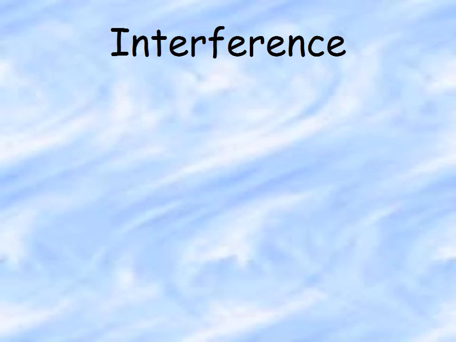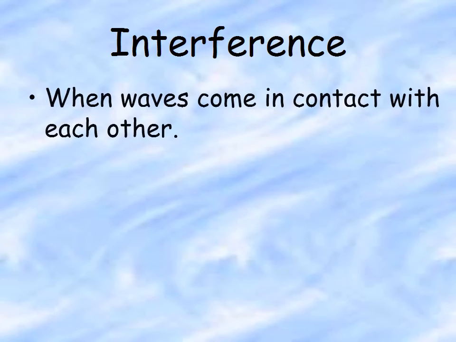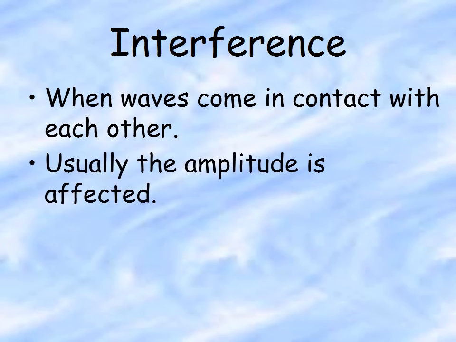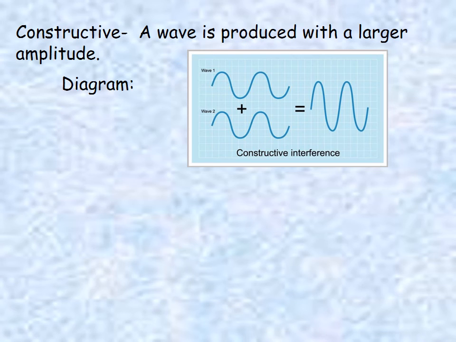So our fourth wave action is interference, and this is when two waves come in contact with one another. And usually the result is going to be a change in the amplitude, how high or low the wave is going to be. So if you think about sports interference, it's when usually two players come in contact with one another. Very same thing here. Two waves are coming in contact. We're either going to get a larger wave as a result or a smaller wave as a result.